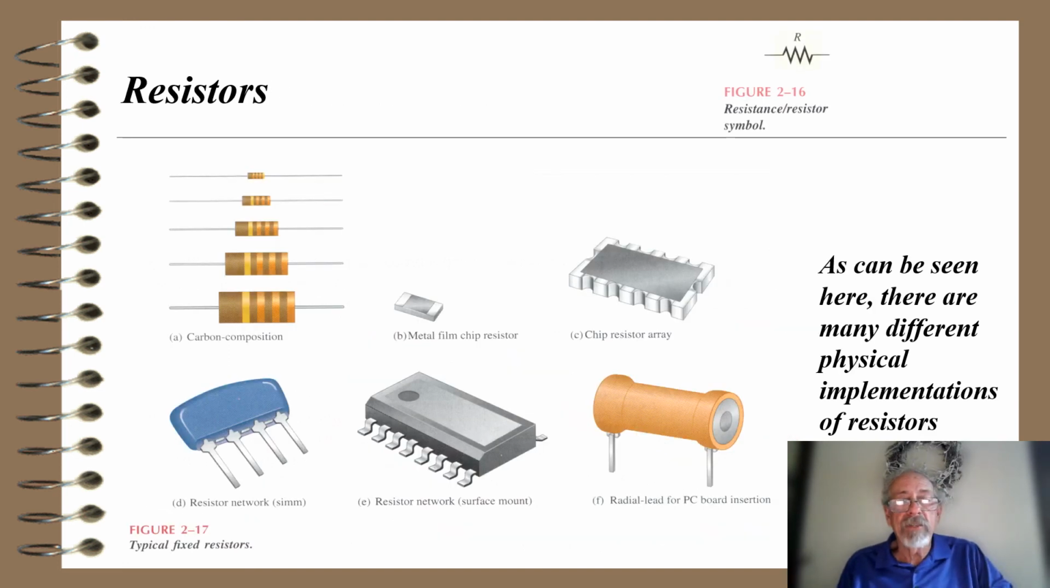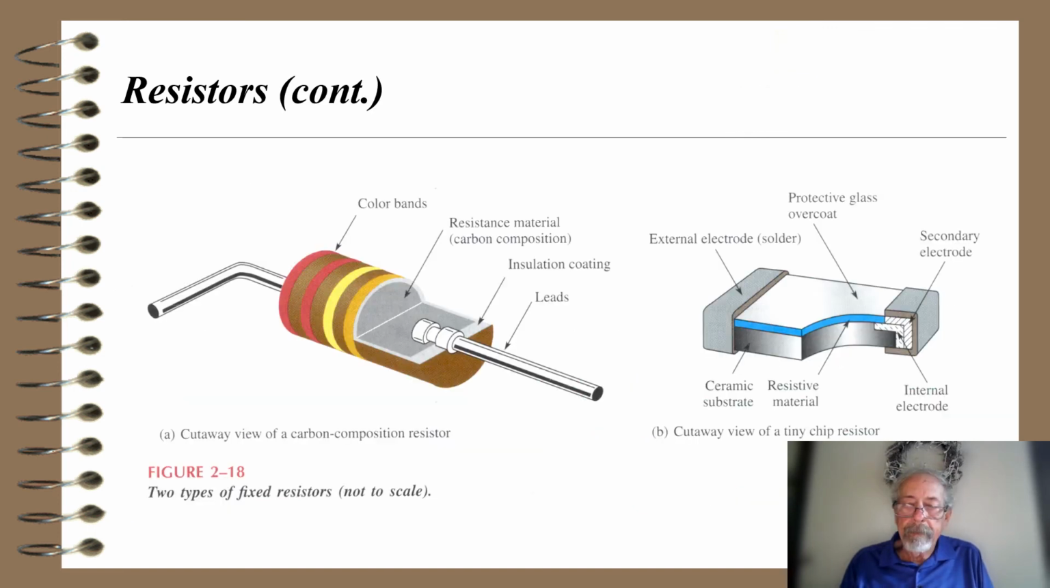So now we have a picture of resistors, and again, the symbol up to the top there, the value of resistor will be listed, and you can see carbon composition with the printed bands of colors on them, a metal film chip resistor in B there, chip resistor array in C, a resistor network in D, a resistor network surface mount in E, and a high-powered resistor shown in F. So as you can see here, there are many different physical implementations of resistors.